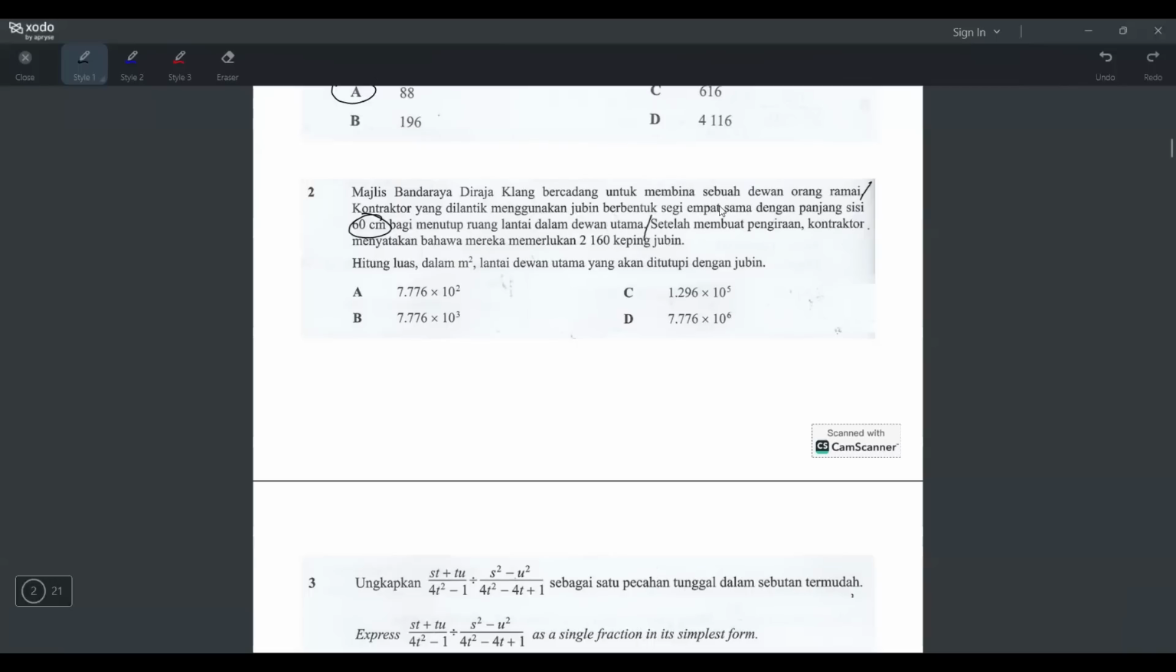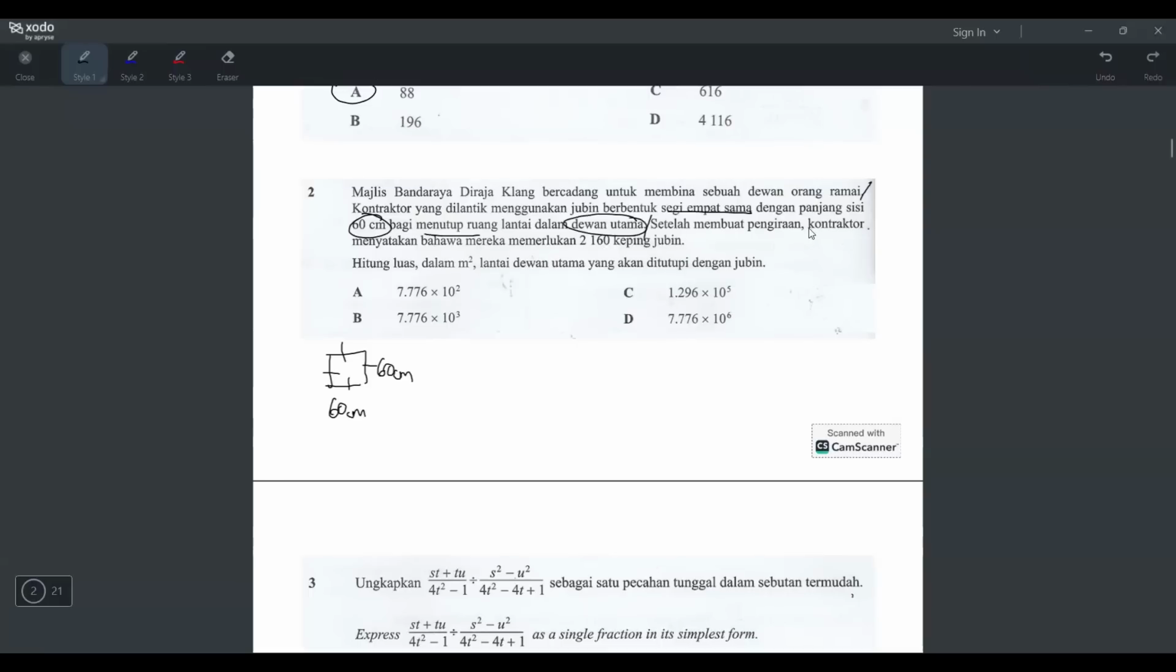So dia ada cakap pasal nak guna jubin berbentuk segi empat sama. Segi empat sama is square. So let me draw a square. So the square punya size macam mana? Panjang sisi 60 cm. So sini 60 cm, sini pun 60 cm. Right? And dia nak guna jubin ni untuk menutup ruang lantai dalam dewan utama.